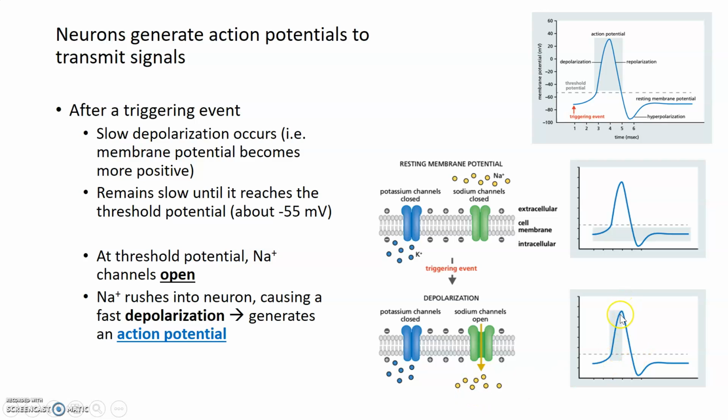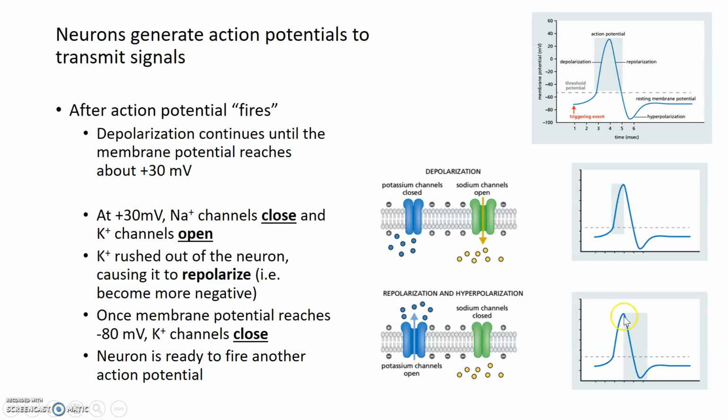And there's a fast depolarization you can see here as a peak, which is indicated by this peak. And this is what generates the action potential. So you've got a resting membrane potential of negative 70, slow depolarization up until negative 55, and then the sodium channels open, sodium rushes in and depolarizes that membrane, generating an action potential.